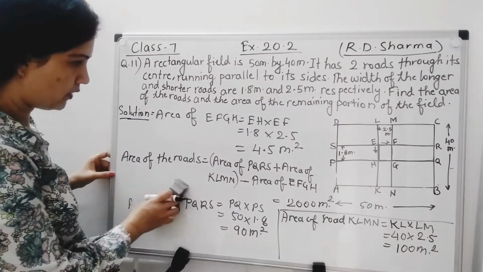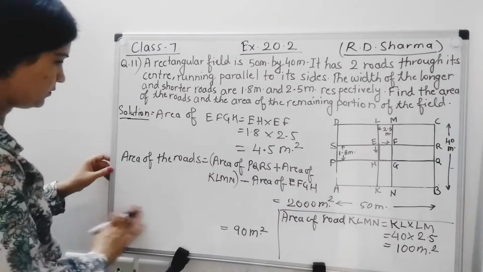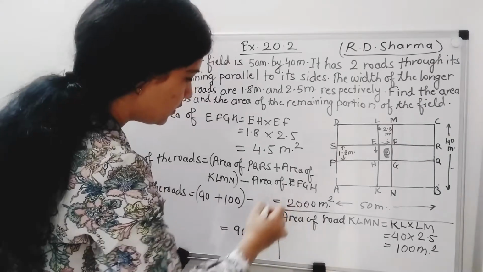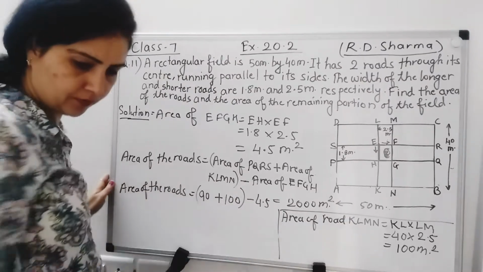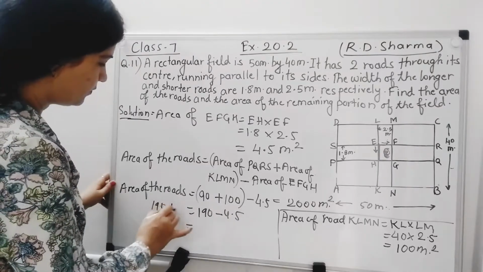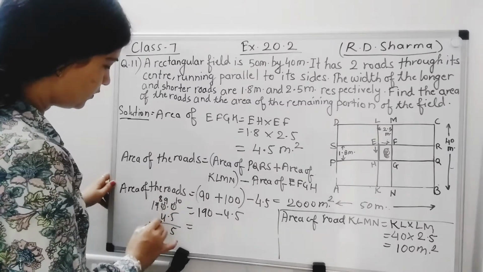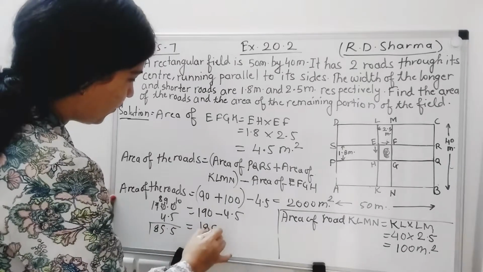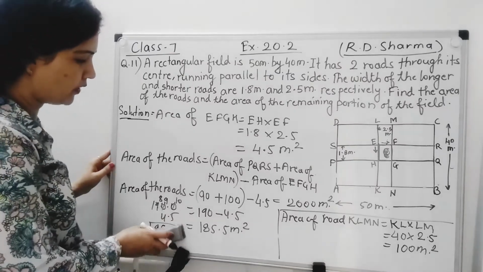So area of PQRS is 90 meter square, and area of KLMN is 100 meter square, so the area of the roads is 190 minus 4.5. 190 minus 4.5: 10 becomes 9, 9 becomes 8, 9 minus 4, 5, 8, 1. So it will be 185.5 meter square. Now we got the area of the roads.